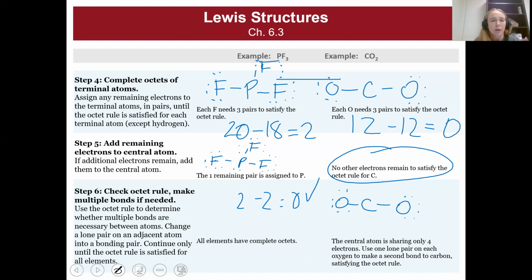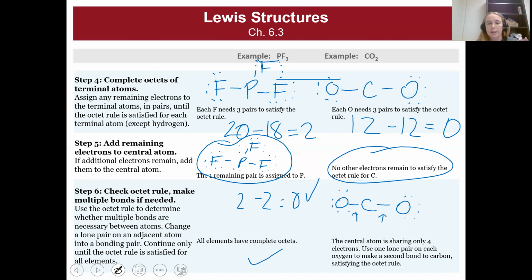So PF3 is done for step 6. There's 3 lone pairs on each fluorine and 1 lone pair on the phosphorus atom. And we're all done. They all have complete octets. Blech. So now for carbon dioxide, carbon only has 4 electrons around it, 2 in each bond.